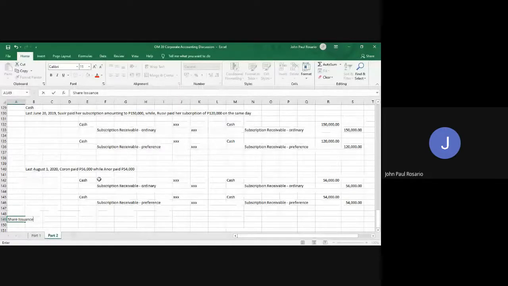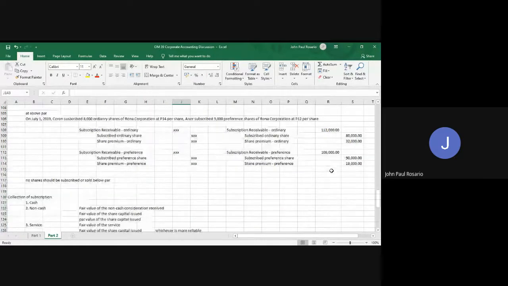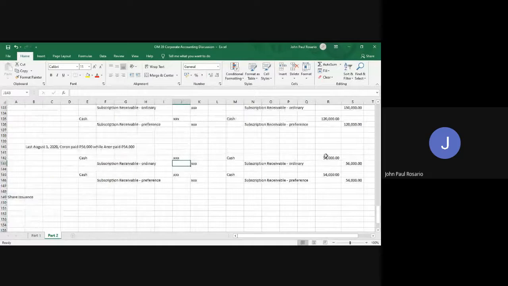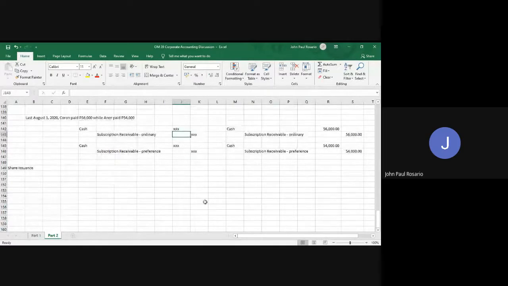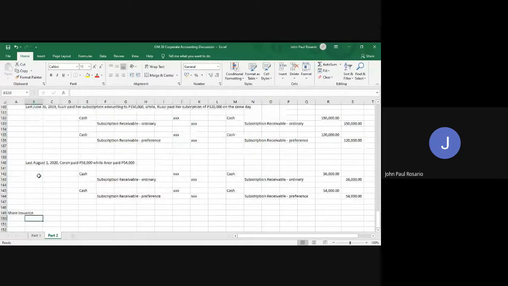For the share issuance naman, ang share issuance will only happen once the subscription is fully paid. So, sa kanya cases, kinsa ang fully paid? Malamang si Suvir o si Rusvi. Fully paid sila sa ilang subscription. Pero, si Coron o si Anor are not yet fully paid. Kailang utang ba is 112 and 108 respectively, and they only paid 56 and 54,000. Kulang pa, so meaning dili pa sila na-issuehan.